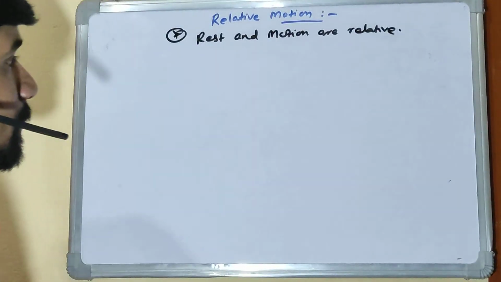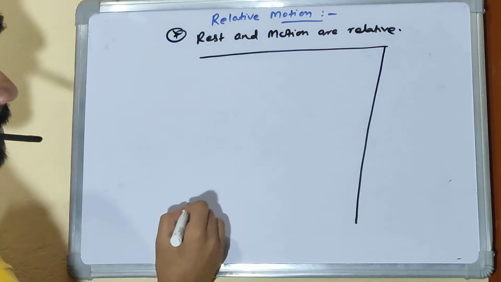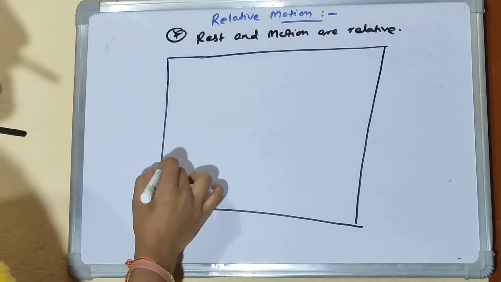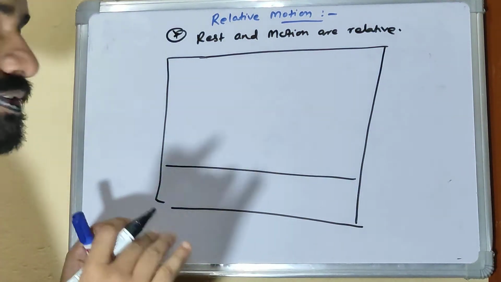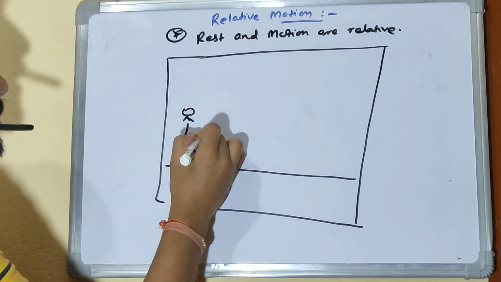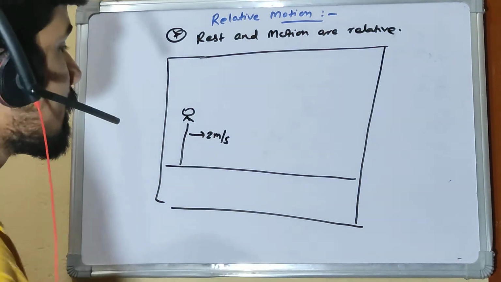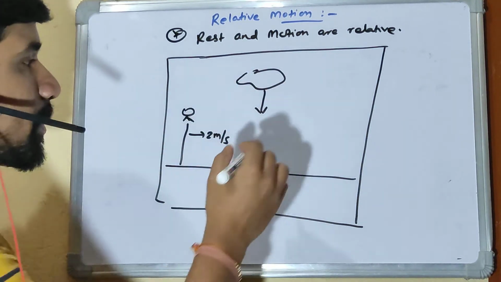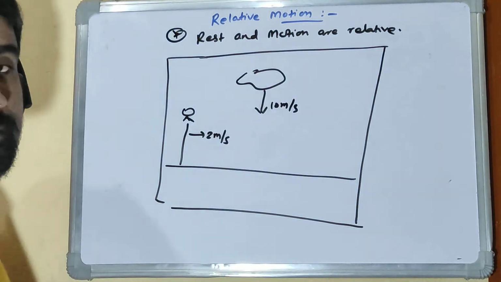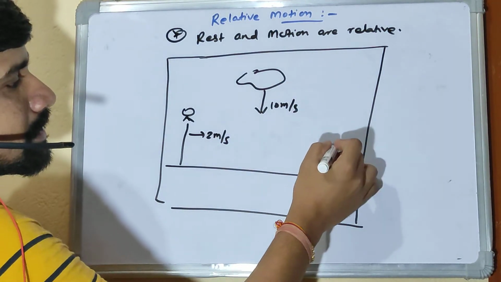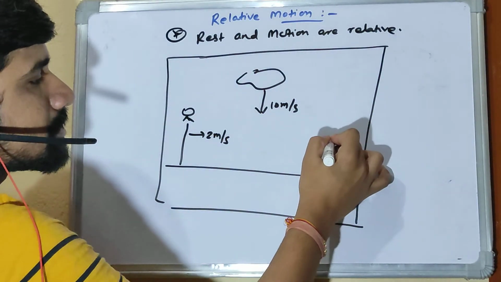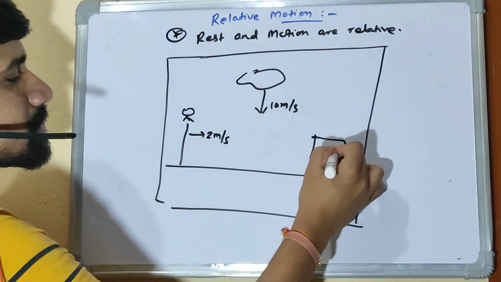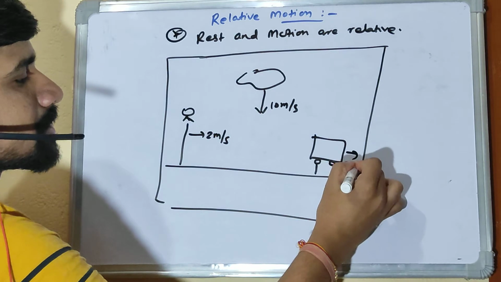So let's say this is a system, and there is a surface here. This is some boundary. There is a person moving at 2 meter per second. There is a cloud, and the rain is pouring at, let's say, 10 meter per second vertically. And again, let's say there is some more body, maybe one vehicle which is moving forward at 5 meter per second.